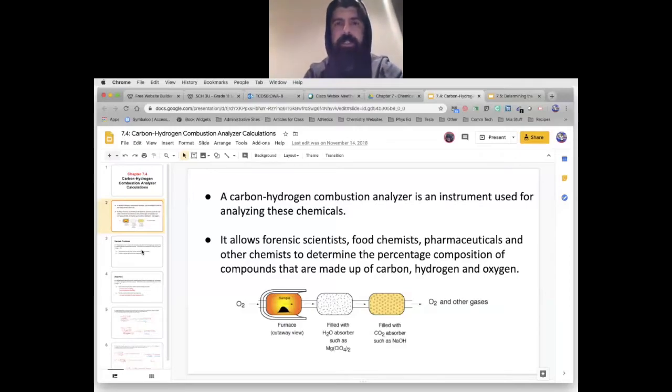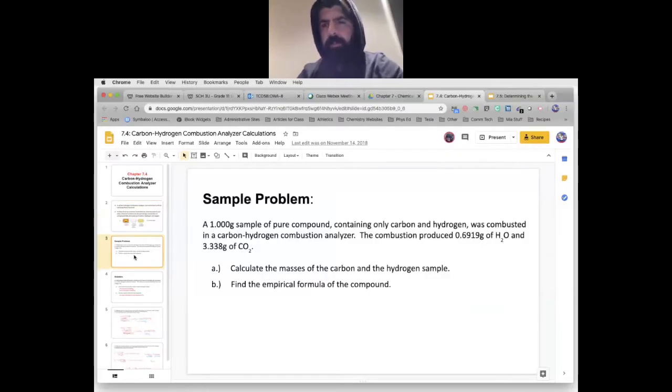Okay, we're going to go straight to the sample problems, because that's really what I'm looking for, aside from the knowledge stuff that I've just shared with you about what we are collecting in these analyzers. Okay, so first sample problem here, it's only one sample problem actually.